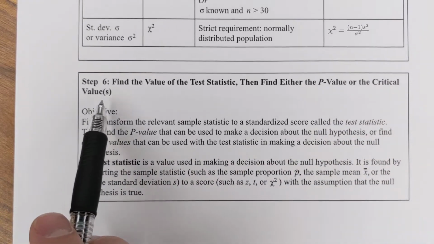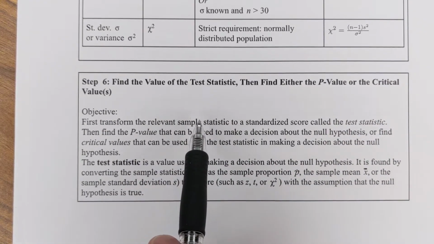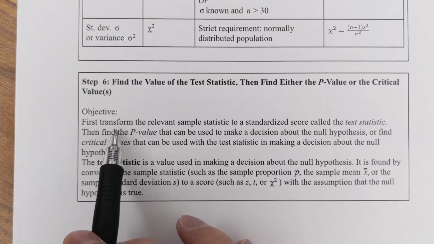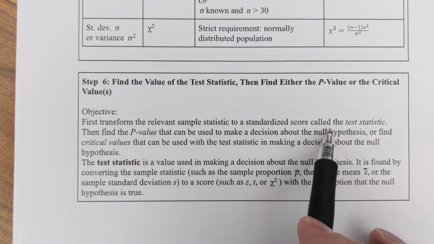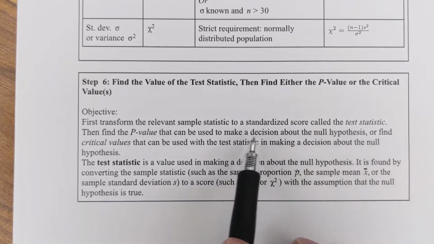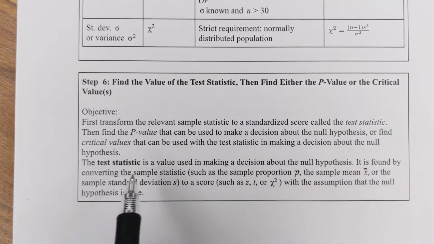Okay, so step 6, find the value of the test statistic. So that means we're going to plug our values into these far right columns. So transform the relevant sample statistic to a standardized score called the test statistic. Then find the p-value that can be used to make a decision about the null hypothesis or find critical values, so on and so forth.